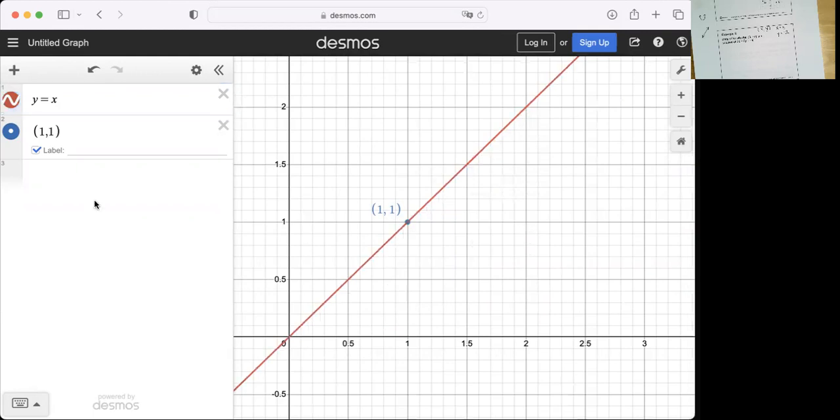2, 1 would not be on the graph. So that line is all of the right answers to the question y equals x. When y is 1, x is 1. When y is 1, x isn't 2, right?